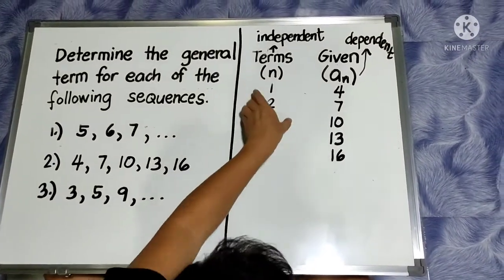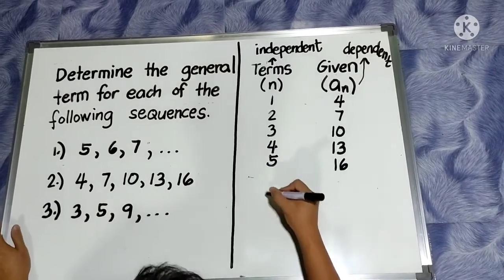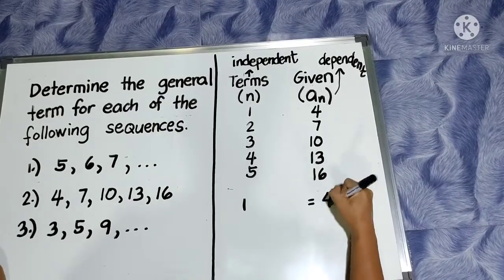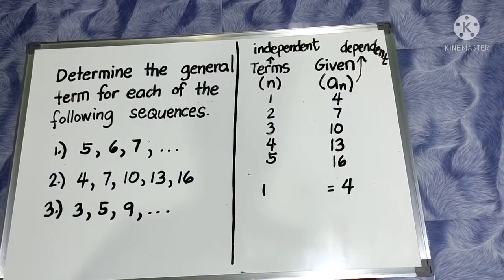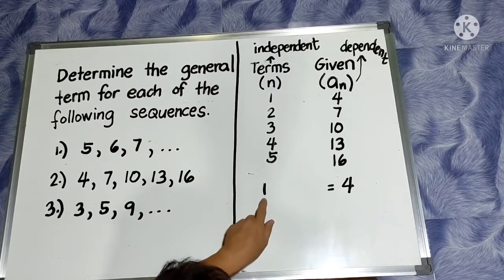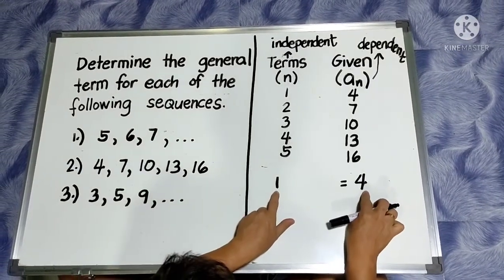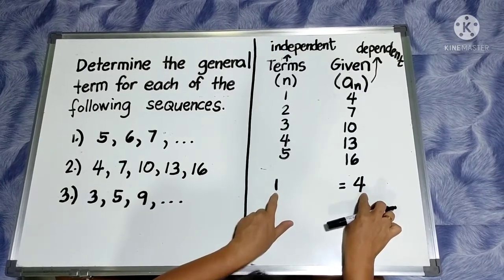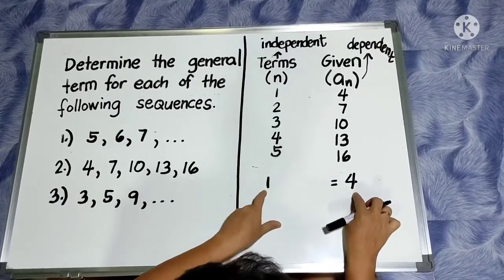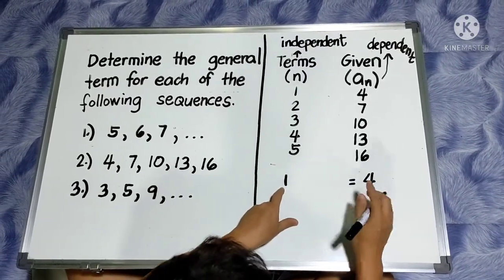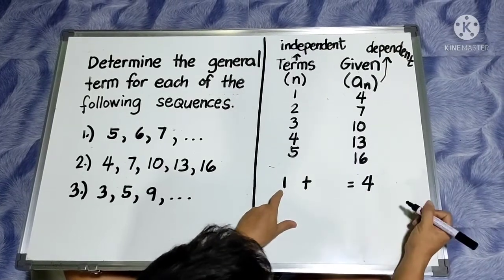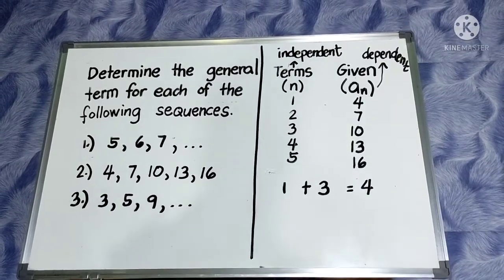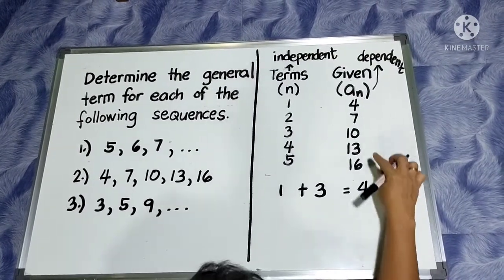Just like how we did it in our first example, number 1, we will focus on your n. So your n is 1, and it should give us 4. So your first question is, what will you do with your n to give us 4? You will be adding something to your 1 to make it 4, right? What number are you going to add to your 1 to get 4? That is 3. It is true to the first term.